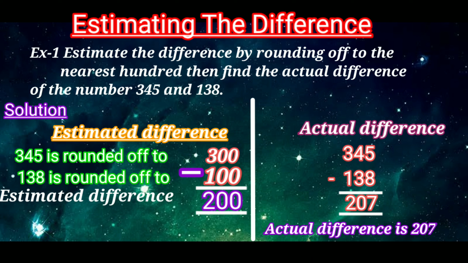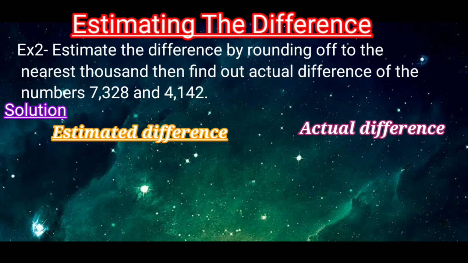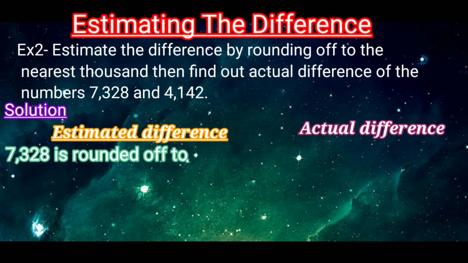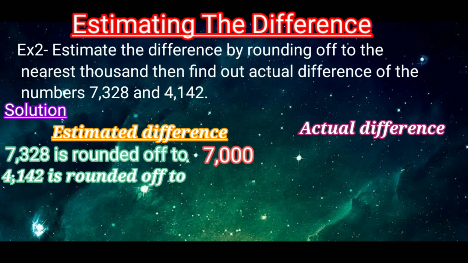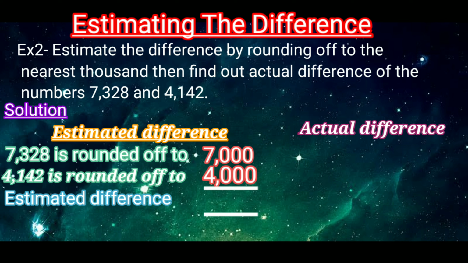Let us quickly solve one more example. Estimate the difference by rounding off to the nearest thousand, then find the actual difference of the numbers 7328 and 4142. Here, to estimate the difference, round off the numbers to the nearest thousand. So, 7328 is rounded off to 7000 and 4142 is rounded off to 4000. Thus, the estimated difference is equal to 7000 minus 4000, which is equal to 3000.